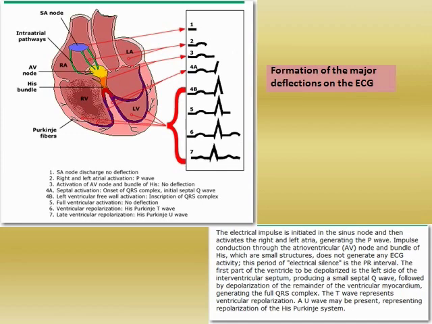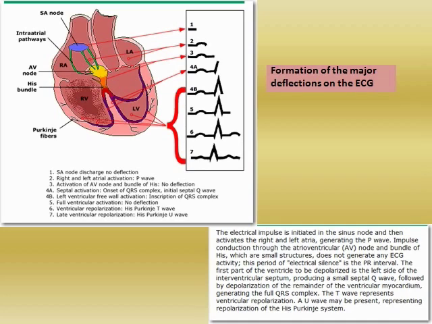Number 6 is ventricular repolarization, which is the His-Purkinje T wave, and the late ventricular repolarization, that is the His-Purkinje U wave. The electrical impulse is initiated in the sinus node, then activates the right and left atria, generates the P wave. Impulse conduction through the atrioventricular node, AV node and bundle of His, which are small structures, does not generate any electrical activity, no ECG activity. This period of electrical silence is the PR interval.